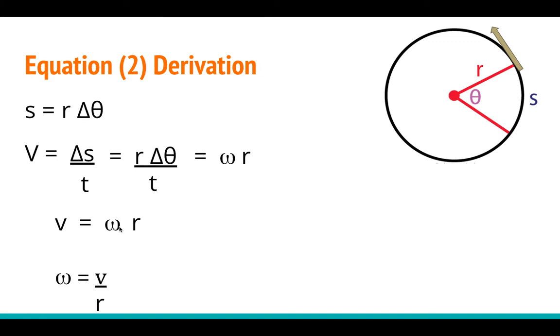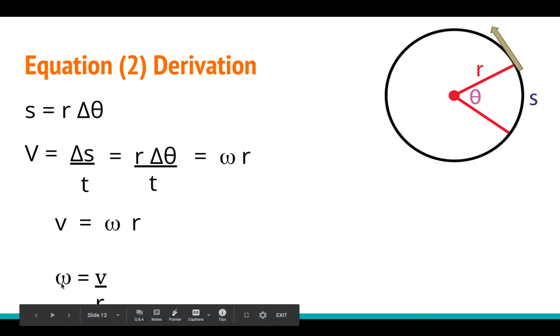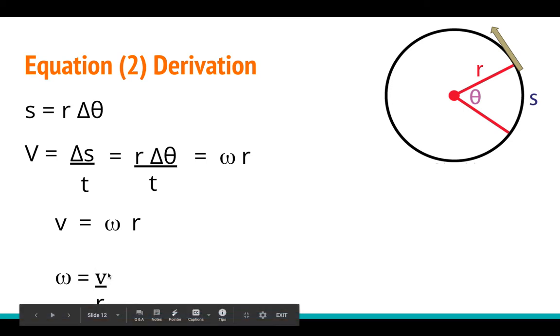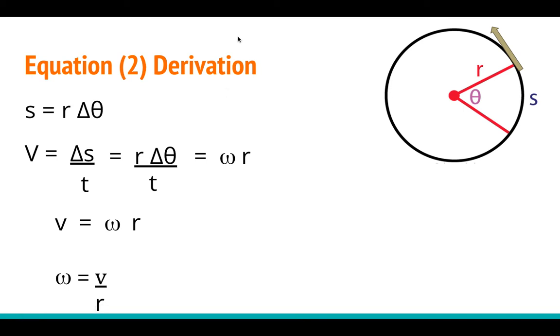So the rate of rotation multiplied by the radius. We will get the tangential velocity in meters per second. Or if we want the angular velocity and we have the linear velocity, we can divide that linear velocity by the radius to find the rate of rotation, omega.